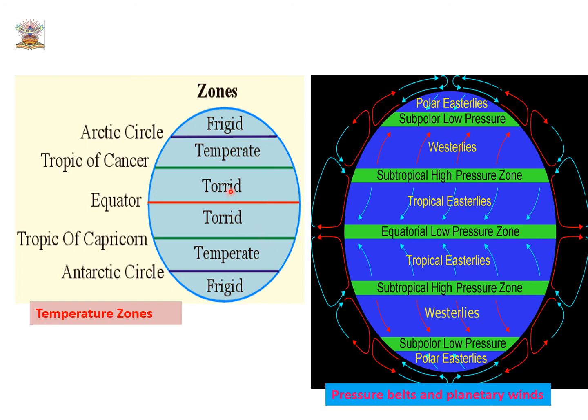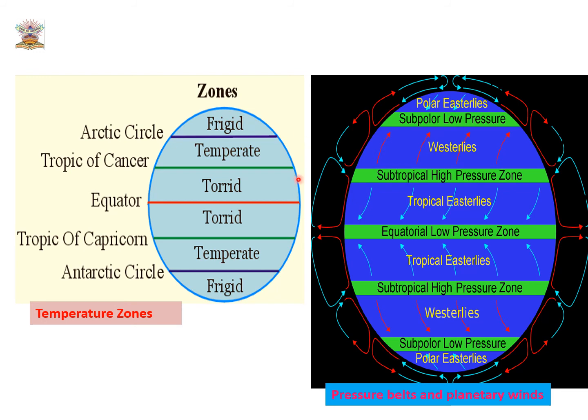The torrid zone lies near the equator, and where does it go? It extends to the Tropic of Cancer in the north and the Tropic of Capricorn in the south. Then we have the frigid zone in the northern hemisphere and the southern hemisphere, and they lie where? Near the poles, the polar region.